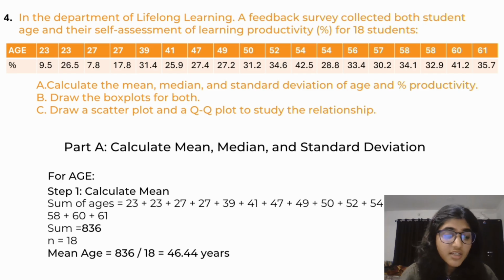So for age, step 1 is to calculate the mean. We will do the sum of all the ages divided by the total number of students, that is 18. So we get the mean age is equal to 46.44 years.